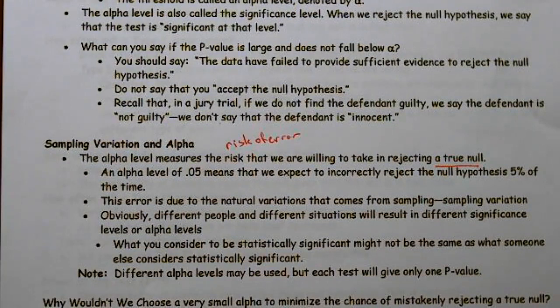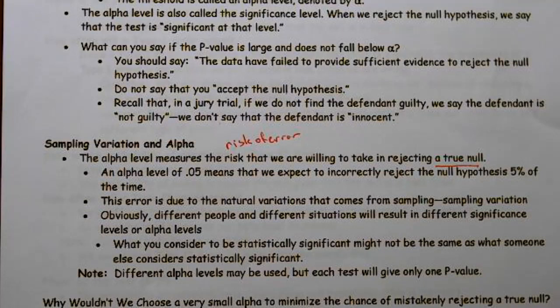And an alpha level of 0.05 means we expect and accept the idea of incorrectly rejecting the null hypothesis 5% of the time. In other words, 95% of the time we will reject a false null, and 5% of the time we will reject a true null. And that's if we did it over and over and over again for test after test after test. In other words, that's the infinite idea. So if we performed this test an infinite number of times, 5% of the time we would reject true nulls, and 95% of the time we would reject false nulls.